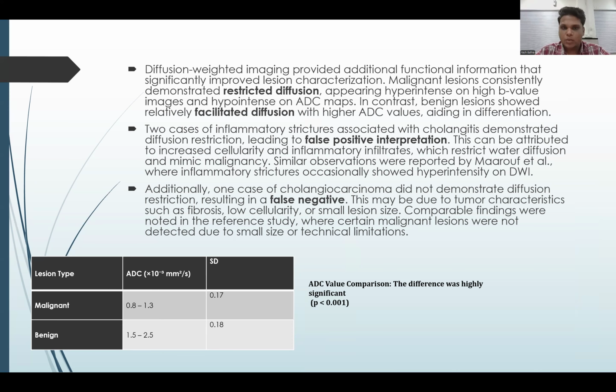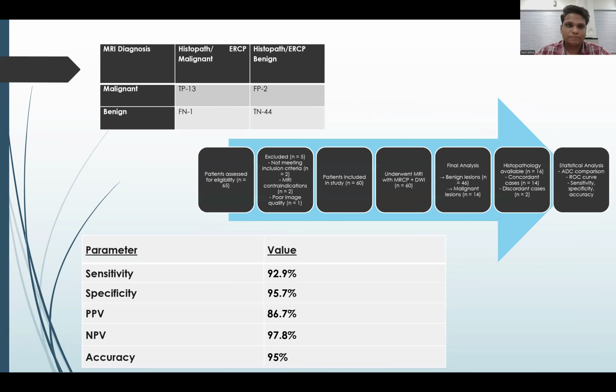facilitated diffusion. 2 cases of inflammatory strictures associated with cholangitis demonstrated diffusion restriction, leading to a false positive interpretation, while 1 case of cholangiocarcinoma did not demonstrate diffusion restriction, resulting in a false negative value. The ADC values of the malignant lesions were found to be in the range of 0.8 to 1.3, while for the benign lesions it was found to be 1.5 to 2.5, showing that malignant lesions have a low ADC value, while the benign lesions have higher ADC values.